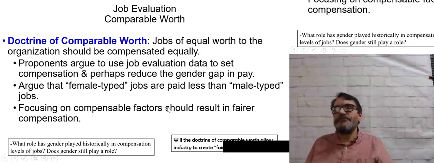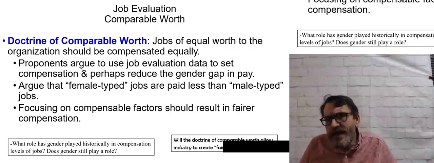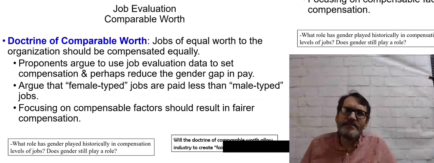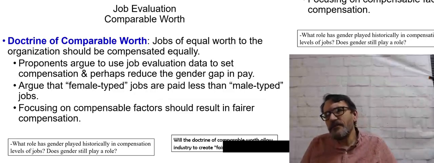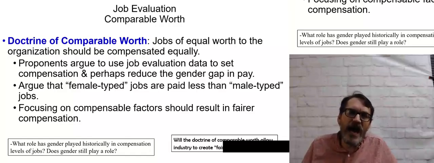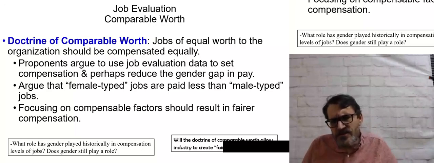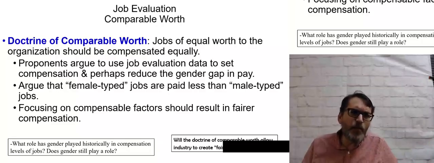The doctrine of comparable worth is the idea that if a job has equal value or worth to an organization, it should be compensated equally. This is problematic in that many people argue that female-typed jobs are paid less than male-typed jobs, and there's a truth to this. We're going to come back to this repeatedly.